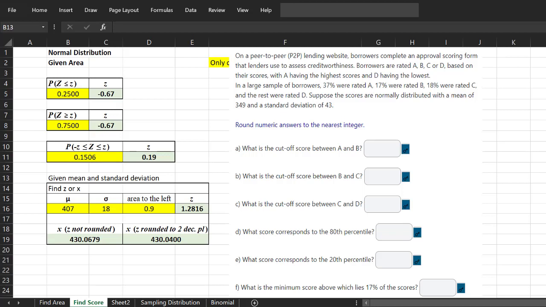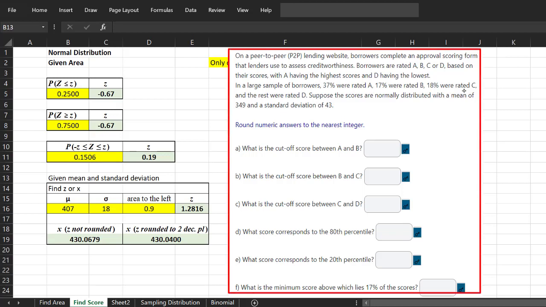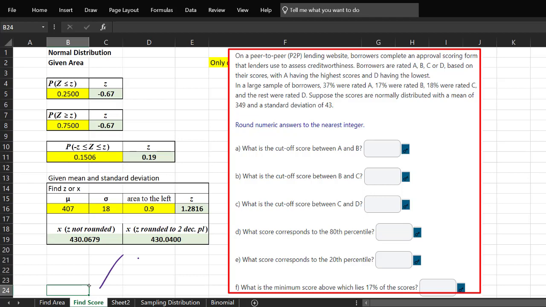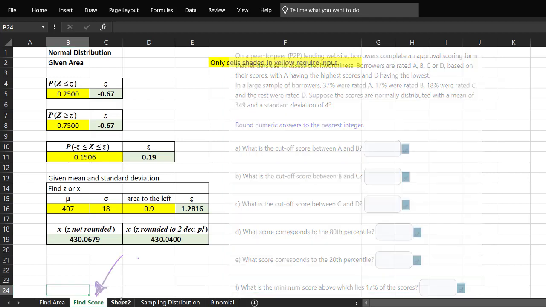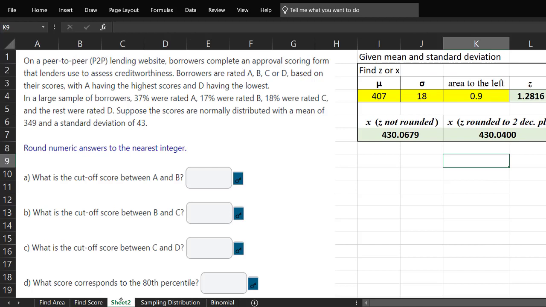So in this video, I'm going to be answering this set of questions using the Find Score tab on the normal calculator sheet here. So what I've done is copy the question here and copied the portion of the Excel calculator on the side here. So here we have borrowers rated A, B, C, or D based on their credit worthiness. So we have a picture that looks more like this.